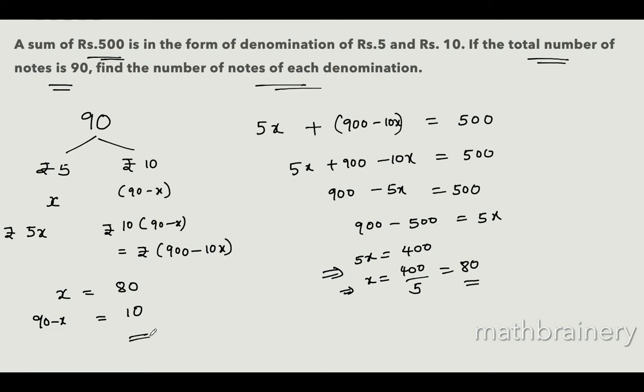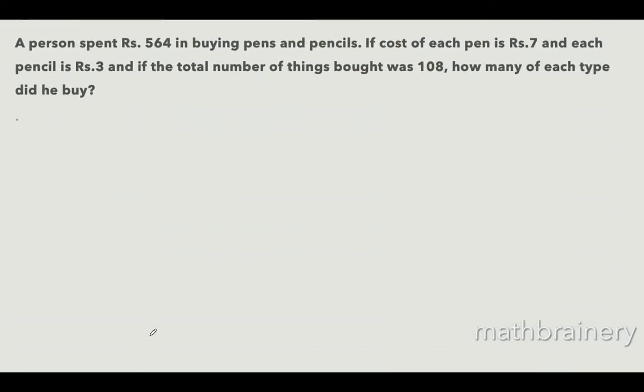Let's look at the next question. A person spent 564 rupees in buying pens and pencils. If the cost of each pen is 7 rupees and each pencil is 3 rupees, and if the total number of things bought was 108, how many of each type did he buy?